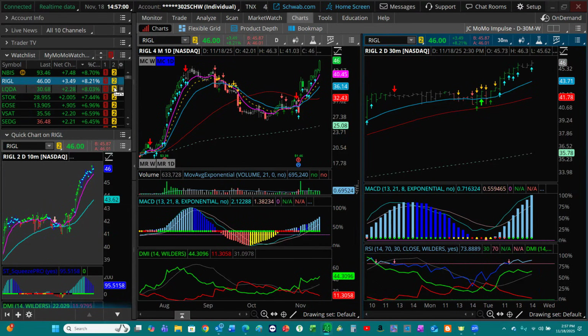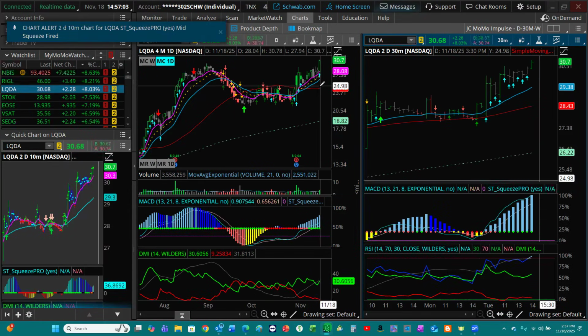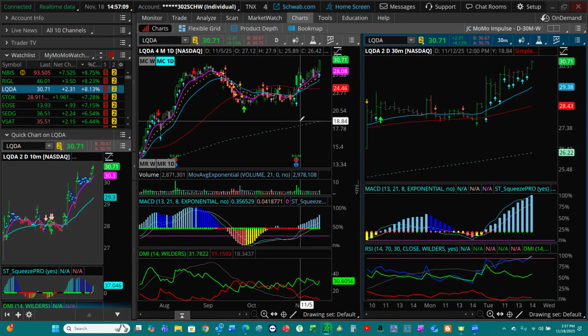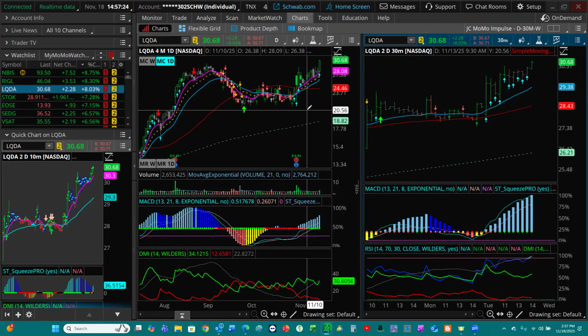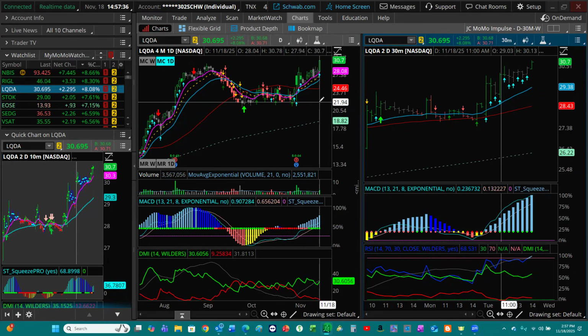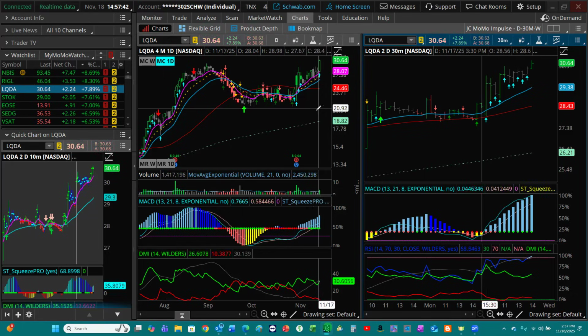So for instance, LQDA right here, moving up nicely. There you can see the momentum arrows, the blue arrows right there. So in John Carter's normal momentum system, the bars would be blue as well. Anytime you see a blue arrow, you would see a blue bar. And if it wasn't a blue arrow, it would be a gray bar. But because I use the impulse system, you can see these bars here are actually green, whereas in his momentum system, they would be gray. But I'd rather see them in green if they're moving up. And so the current one today has a blue arrow, which means momentum is pushing it higher.